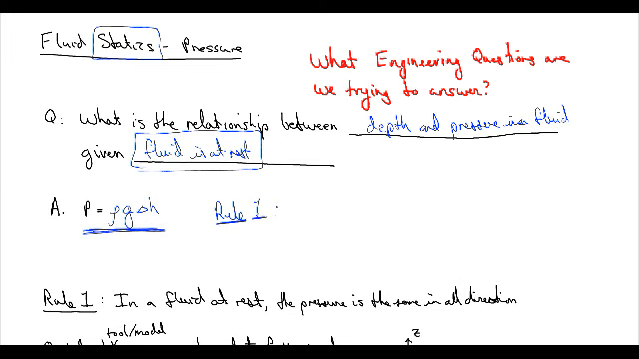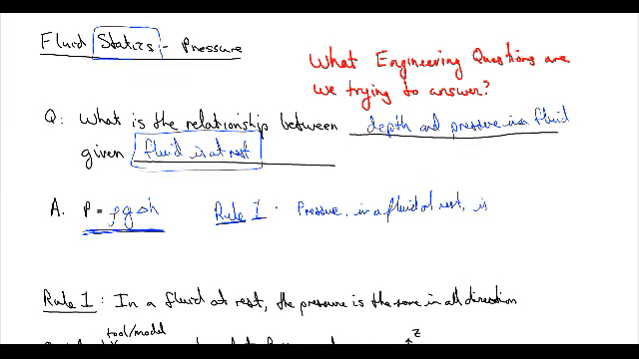And rule number one is that pressure in a fluid at rest, remember, in a fluid at rest, is the same in all directions. Oops, let me spell that right, or at least make it readable. It's the same in all directions at a point.